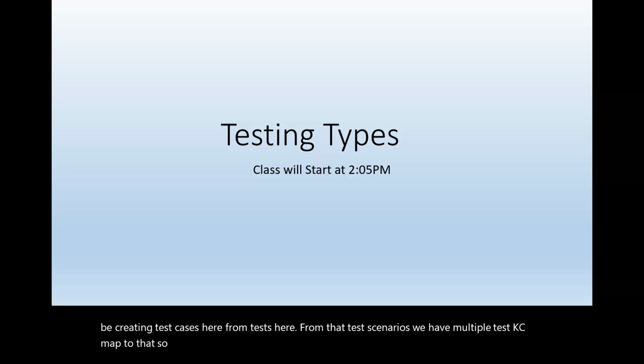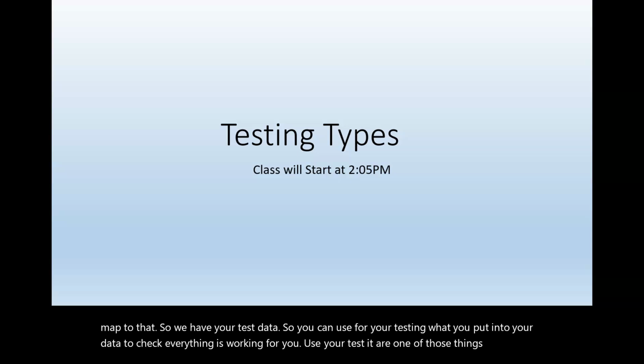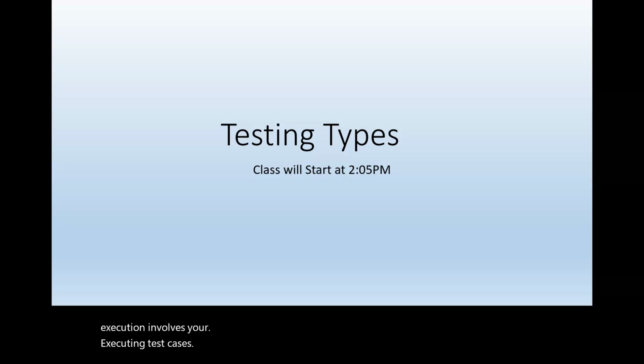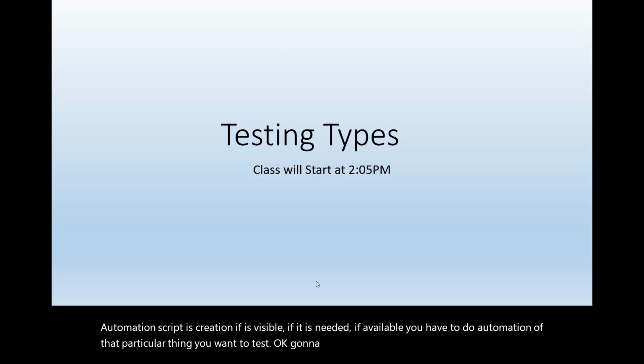So we have your test data, which you use for your testing, or to input into your application to check everything is working fine. Then the test procedure and environmental setup. These are what we discussed. Also, your test execution involves executing test cases. Automation script creation, if it is needed and available. You have to automate that particular thing you want to test. That is one of the roles and responsibilities.